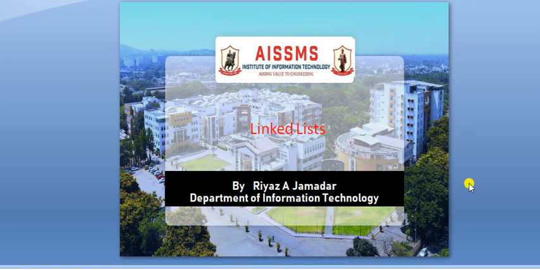So I am here to discuss the data structure subject. In that one we will be discussing a linked list concept. So what are linked lists? What are the different types of linked lists? That will be the agenda of our discussion.